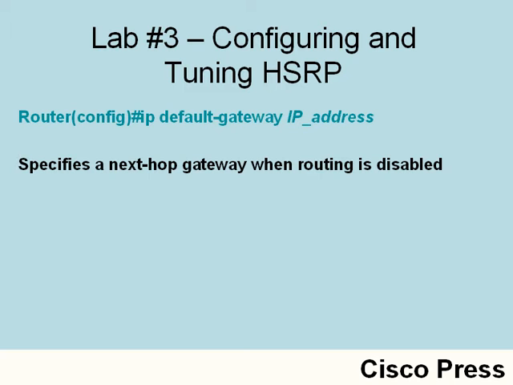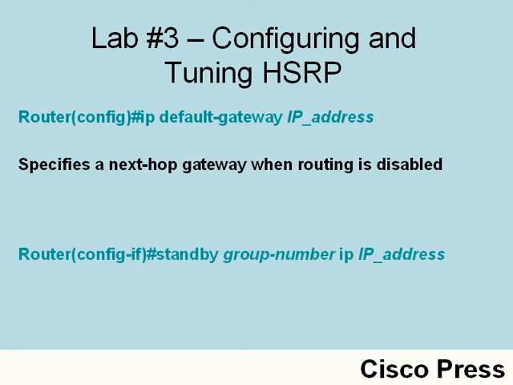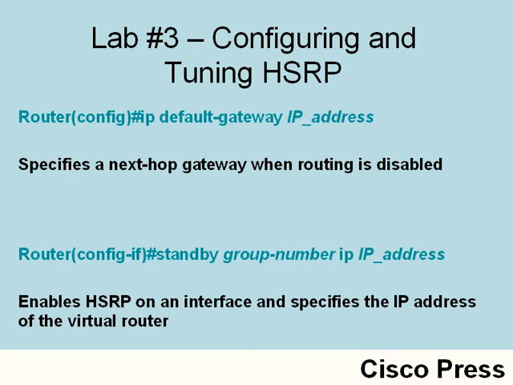And in our instance, that IP address is going to be 10.1.1.100. And again, this can specify a next hop gateway when routing is disabled. And then we'll go over to router R1 and issue the standby command. We can say standby followed by a group number, followed by the keyword of IP, followed by the IP address. And this IP address, that's the virtual IP address we were speaking of.